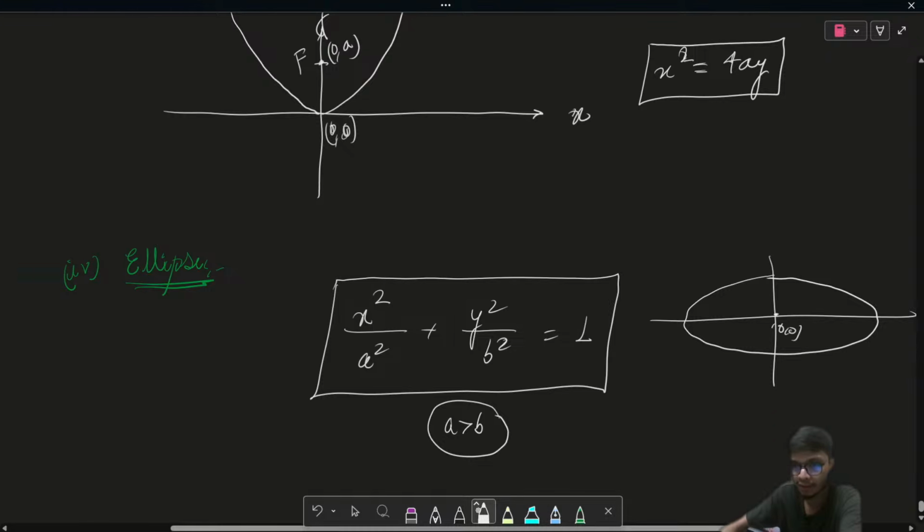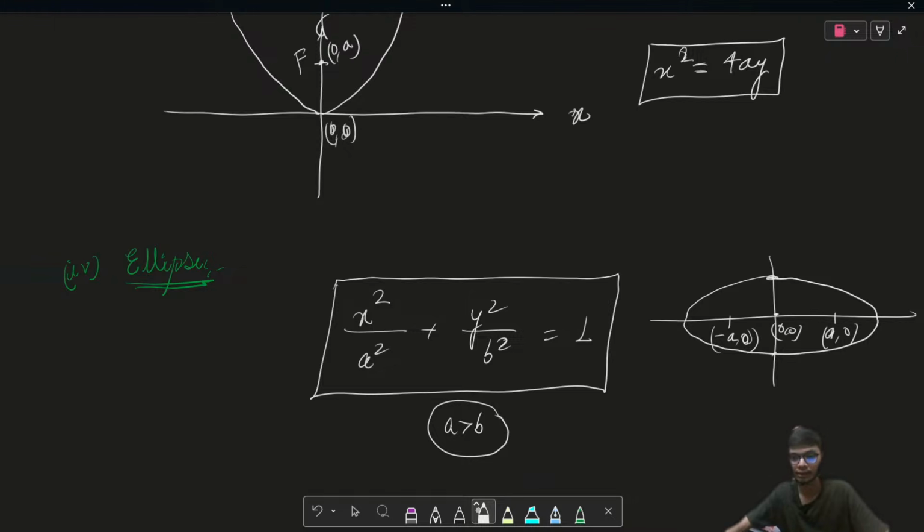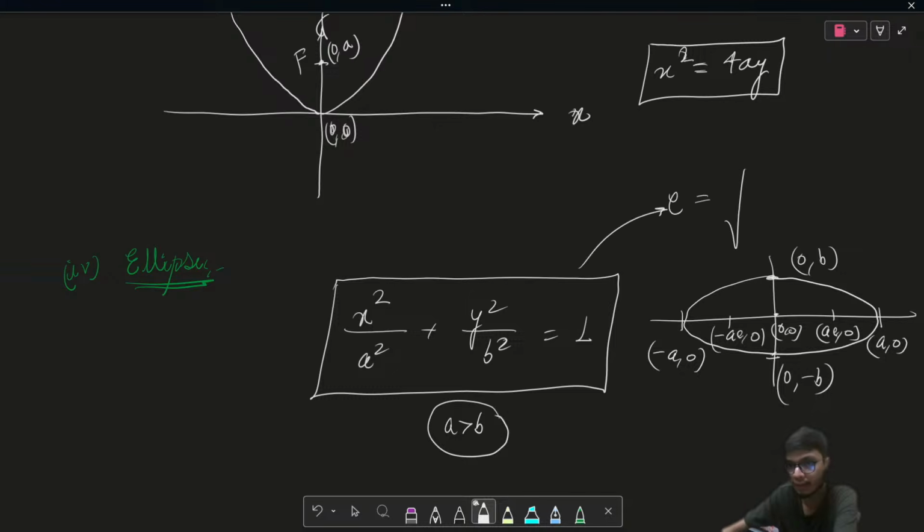Where 0 comma 0 is the center, and the two foci of this ellipse are ae comma 0 and minus ae comma 0. Sorry, it is ae comma 0 and minus ae comma 0. This particular point is a comma 0, this point is minus a comma 0, this point is 0 comma b and this point is 0 comma minus b. The eccentricity of an ellipse can be simply calculated as square root of 1 minus b square upon a square.